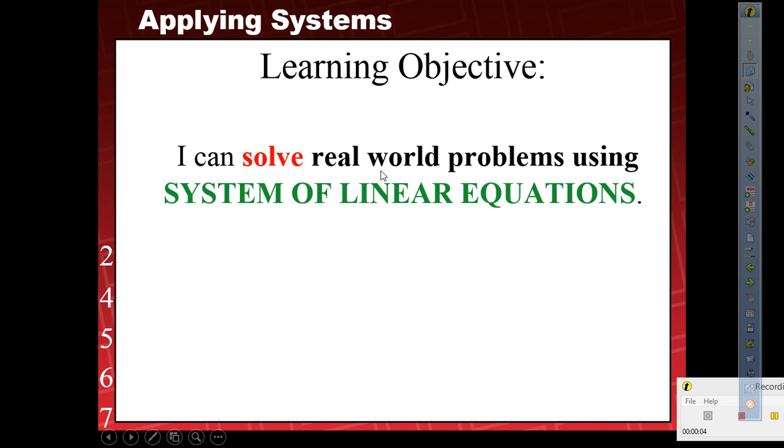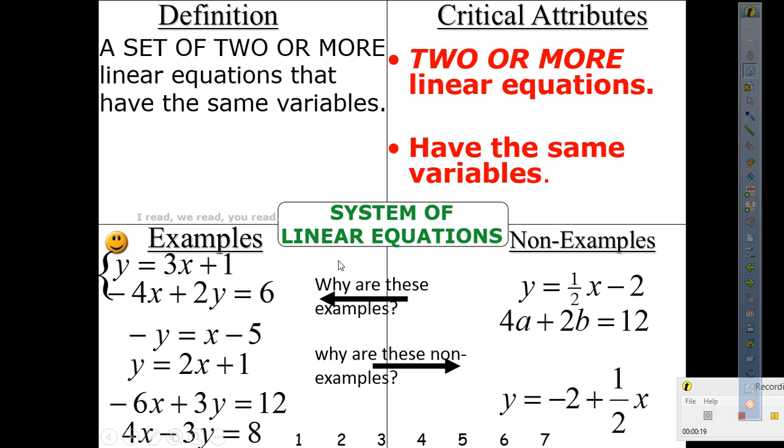Our objective for today: I can solve real-world problems using systems of linear equations. Read together, 1, 2, 3. I can solve real-world problems using systems of linear equations. Now, we don't need a Frayer model because we already know what systems are, right? Linear equations, two or more, same variables, yes?